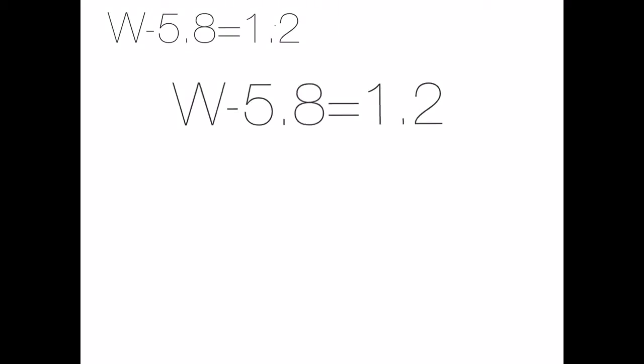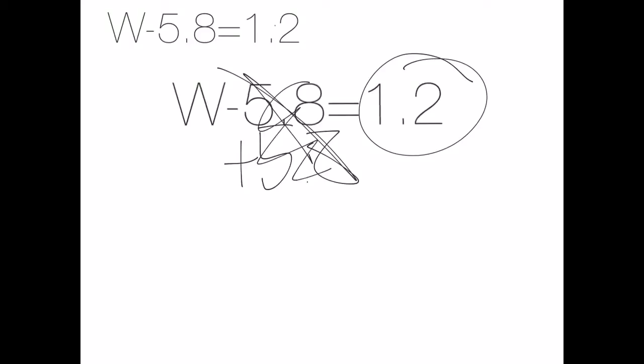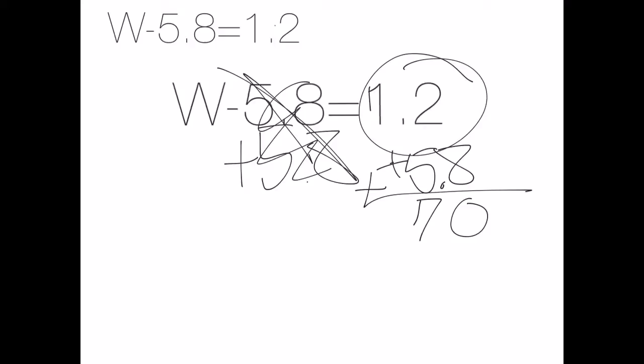In order to complete this problem, it's quite simple. First, you need to get the variable and this number by itself. So you're going to add 5.8, and this cancels each other out. And so then you're going to add 5.8 to 1.2. 2 plus 8 is 10. Carry over the 1. 1 plus 5 is 6. Add the 7. Add the 1, which then gives you 7. 7.0. So W equals 7.